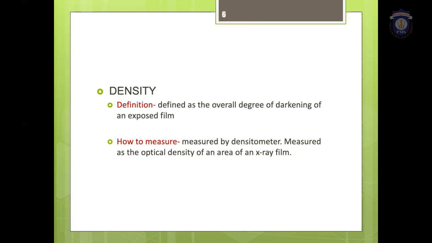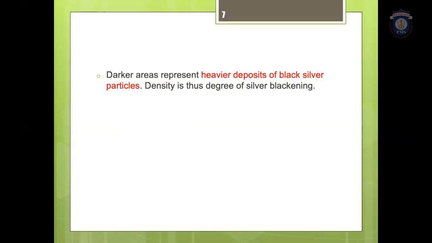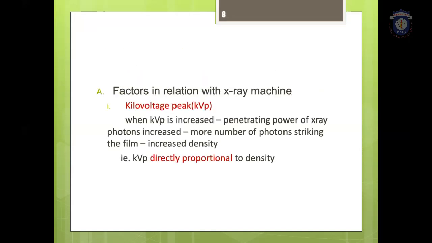First, we will discuss density. Density is defined as the overall degree of darkening of an exposed film. We measure the density by a densitometer, and it is measured as the optical density of an area of an X-ray film. Darker areas represent heavier deposits of black silver particles. So density is thus the degree of silver blackening.